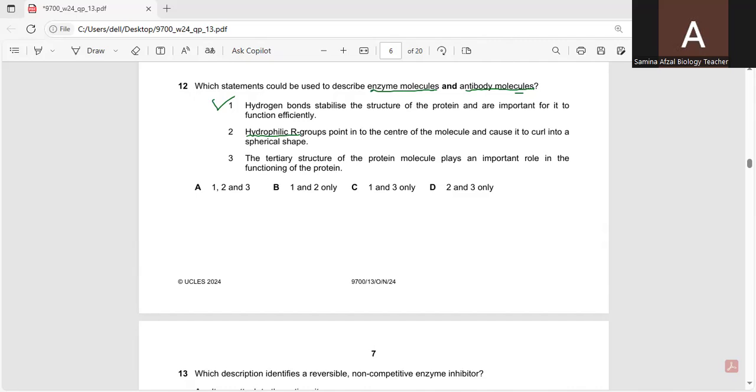So when they are on the surface of the molecule, they will not cause it to curl into a spherical shape. So this statement is not correct. Then we move towards statement number 3.